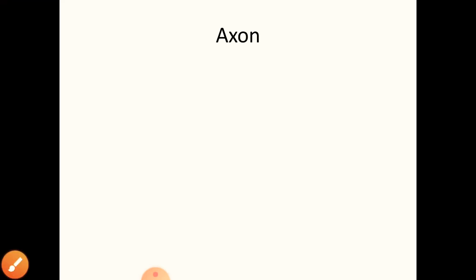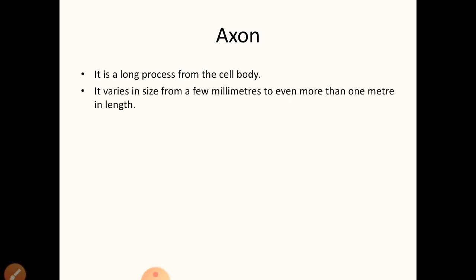Okay, so next we have the axon. It is a long process from the cell body. It varies in size from a few millimeters to even more than 1 meter in length.